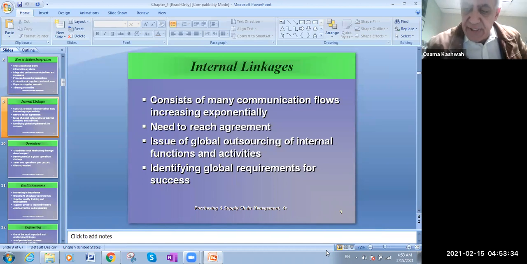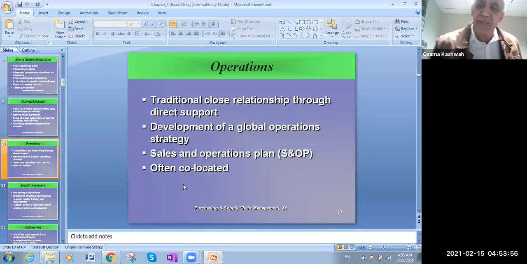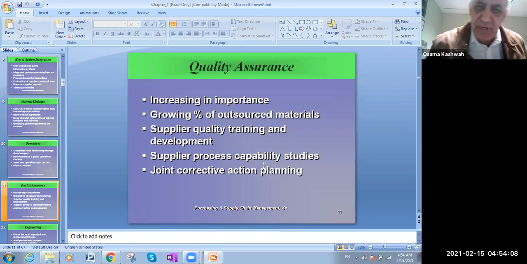Other points are the need to reach agreements, consistency of many communication flows, and issues of global outsourcing. Those also help in doing the integration. So we come to another thing, which is operations: traditional close relationships, development of global operations, and sales and operation plans, which are very important for any organization.